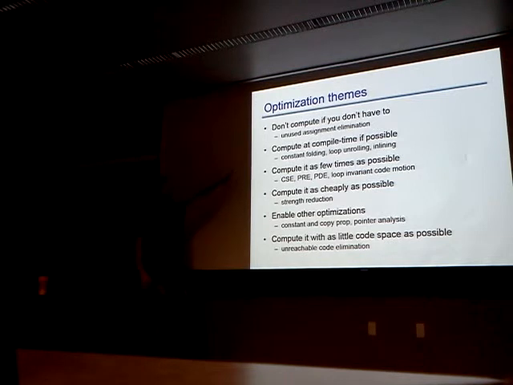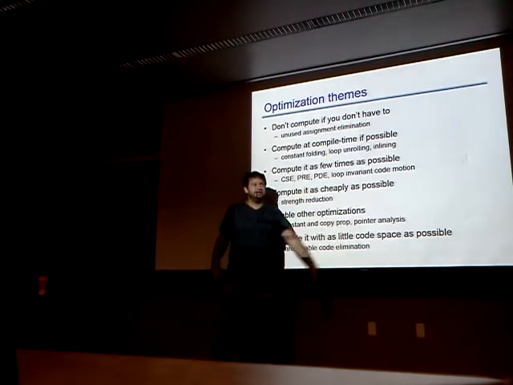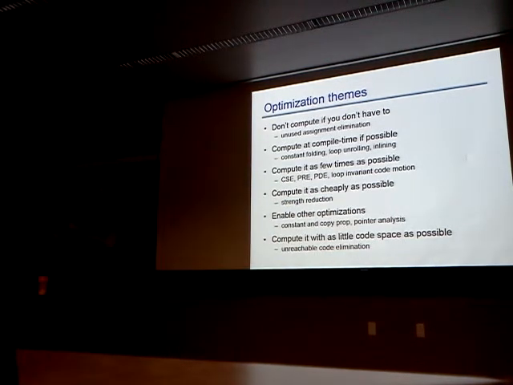Try to compute things at compile time, right? So constant folding is a version where you take 5 plus 3 and compute it at compile time instead of at runtime. Inlining is the same thing. It's almost like you're doing a function call and the passing of the parameters, you're doing all that at compile time instead of at runtime.